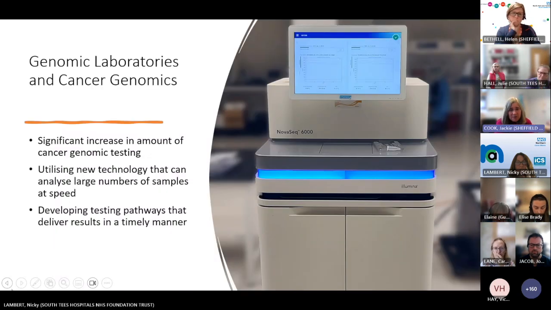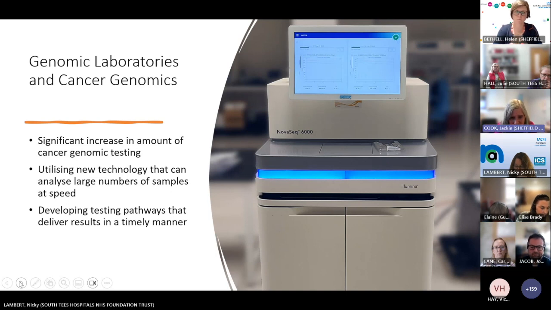So they are facing a significant increase in the amounts of cancer genomic testing that they are doing. And in order to do that, we need to utilise new technology that allows us to analyse very large numbers of samples at speed. And so I've put in a picture of a machine called a NovaSeq. And this has just gone into the Leeds lab. And the NovaSeq allows us to sequence huge amounts of genetic data on multiple samples all at the same time.